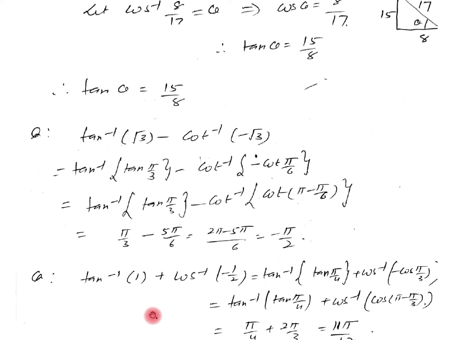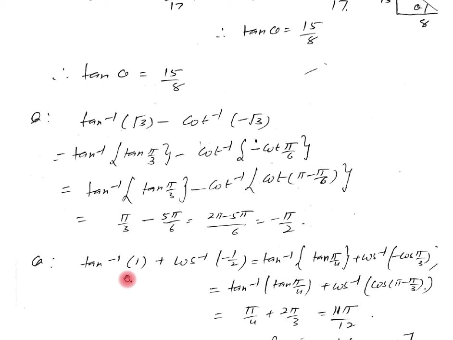Now let me take one more question: tan inverse 1 plus cos inverse of minus 1 by 2. Now here, tan inverse 1. The value of tan is 1 when theta is pi by 4. This can be written as tan inverse tan pi by 4. It is a standard angle. And cos inverse of minus 1 by 2 can be written as cos inverse of minus cos pi by 3. Again its range is what? Closed interval 0 to pi. So the interval should be changed. The first one will remain as it is.